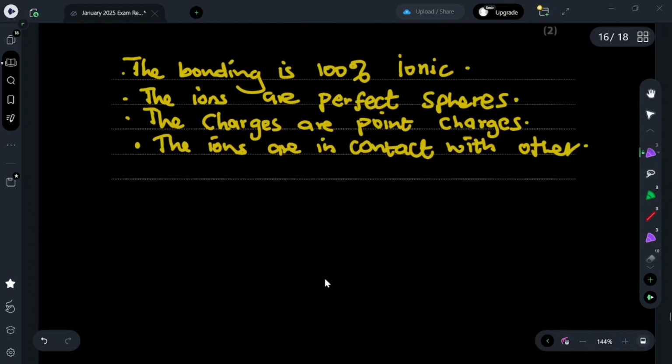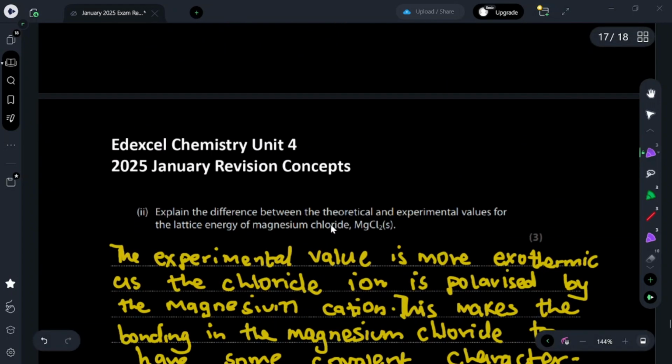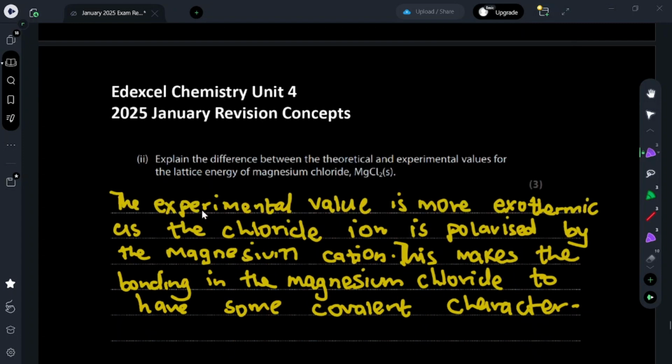This is part 2 of question part D. Explain the difference between the theoretical and experimental values for the lattice energy of magnesium chloride. So, the experimental value is more exothermic.